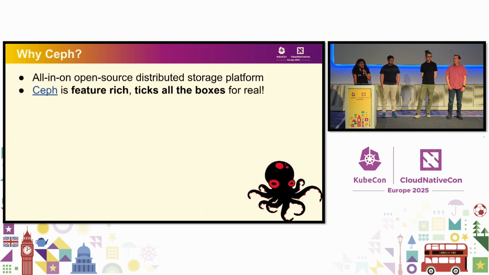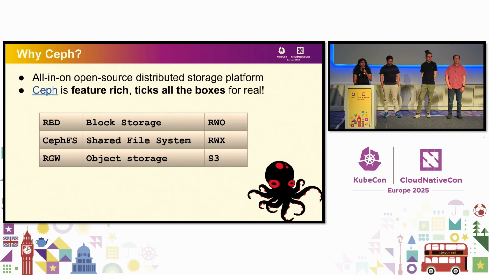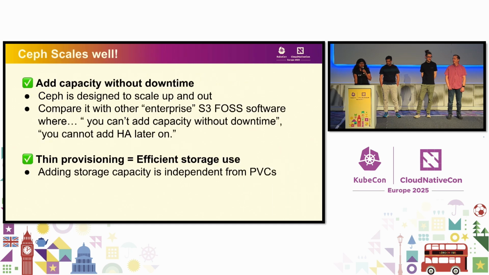So the question comes, why did we choose Ceph? It's an open source distributed storage solution complementing well with Rook's philosophy, and it really ticks all the boxes. If you want block storage, you can have that. You can have a shared file system. You can have S3-like object storage. And adding to that, it's very scalable. You can scale up and out very easily without any downtime. It's thin provisioned, so the storage capacity used is based on actuals and not on how many PVCs you are creating.